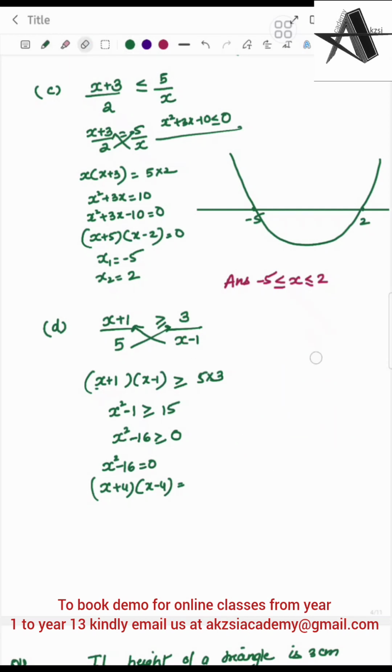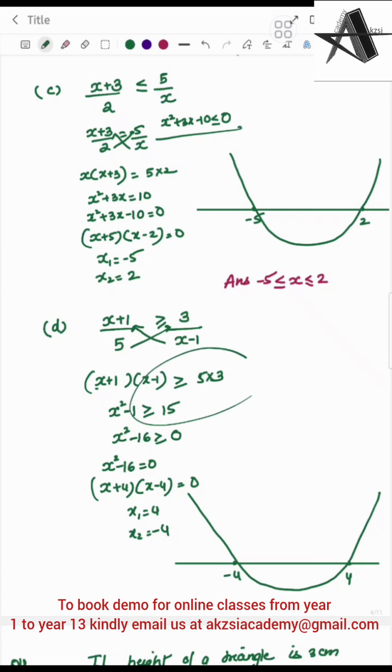So you can say that my one value is positive 4 and the second value is negative 4. When I draw it, it's negative 4, it's positive 4. Our curve is here. We have to look out for the inequality greater than 0. Greater than 0 means I have to select the positive region. So my answer would be all the values of x that are less than or equal to negative 4, or the values that are greater than or equal to 4, is the solution of this quadratic inequality.